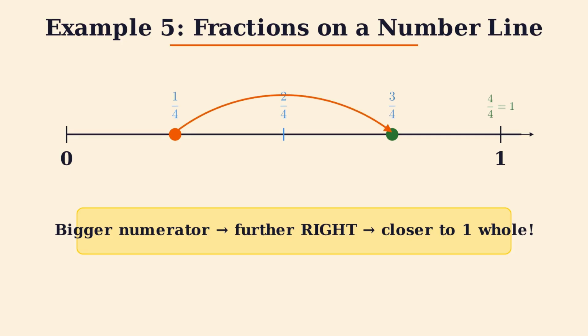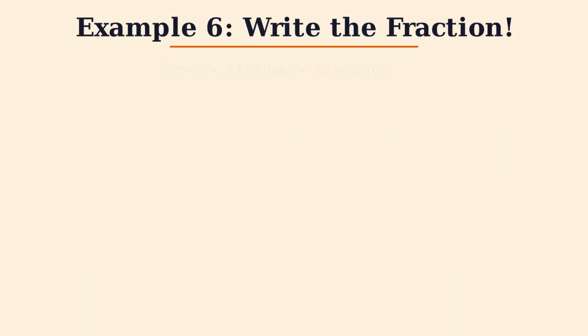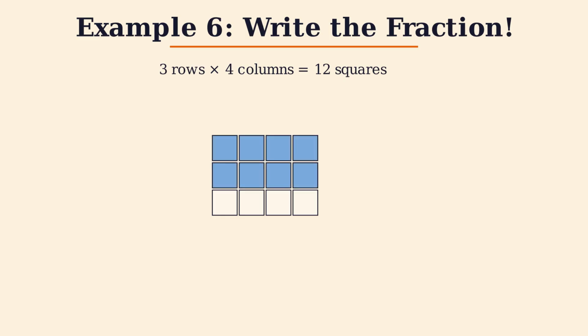See how 1/4 is close to 0, and 3/4 is close to 1? The bigger the numerator, the further right we go on the number line, and the closer we get to one whole. Number lines are great for seeing exactly where a fraction lives between 0 and 1. Okay, let's practice writing fractions from scratch. Look at this grid. It has 3 rows and 4 columns. That's 12 total squares. 8 of them are shaded.